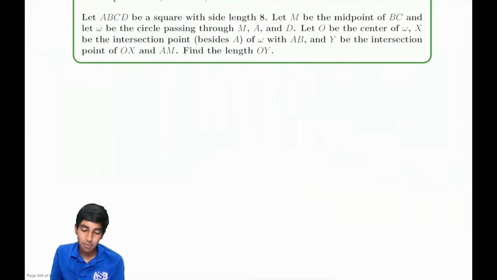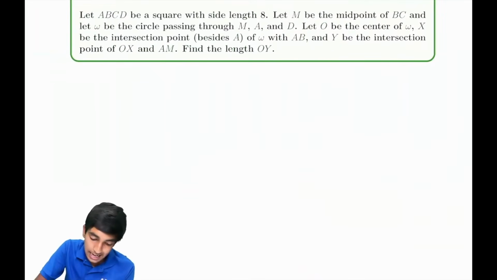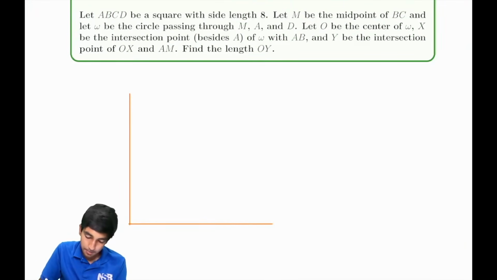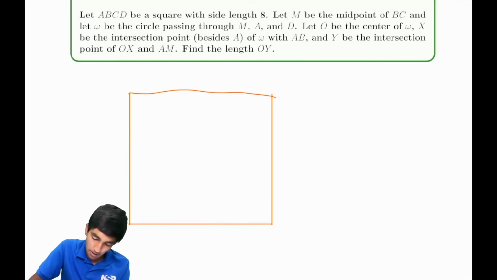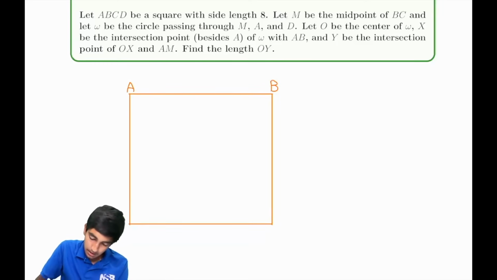Finally, for the last problem, this is the hardest problem of today. Let ABCD be a square with side length 8. Let M be the midpoint of BC. Okay, let's draw this diagram out. We got a square A, B, C, D with side 8. M is the midpoint. And let omega be the circle passing through D.